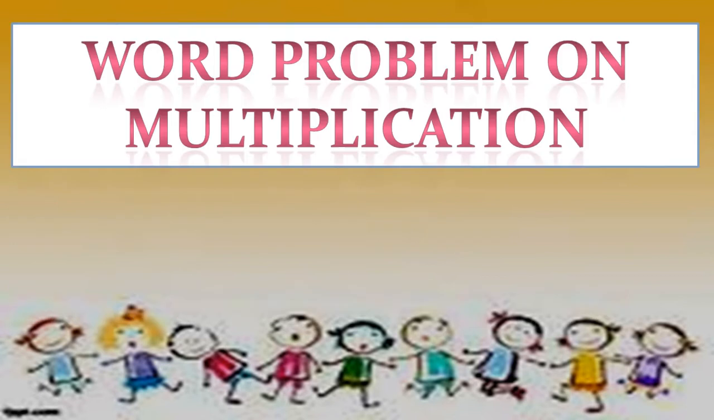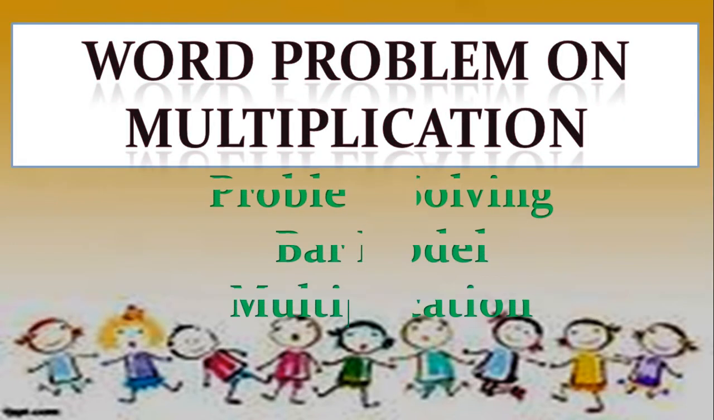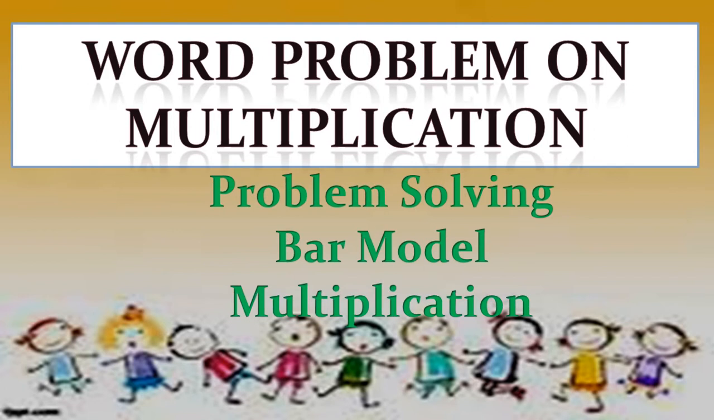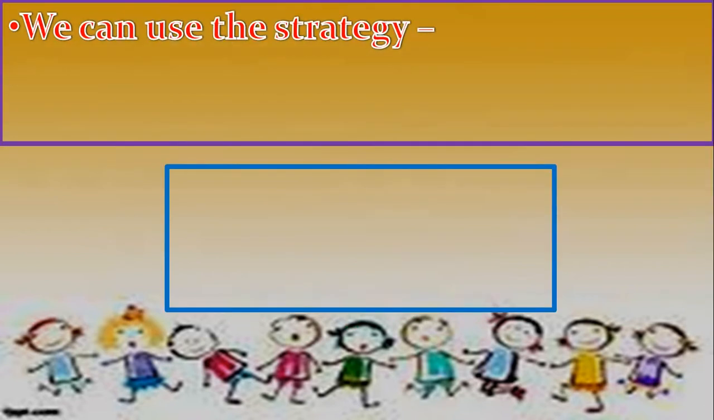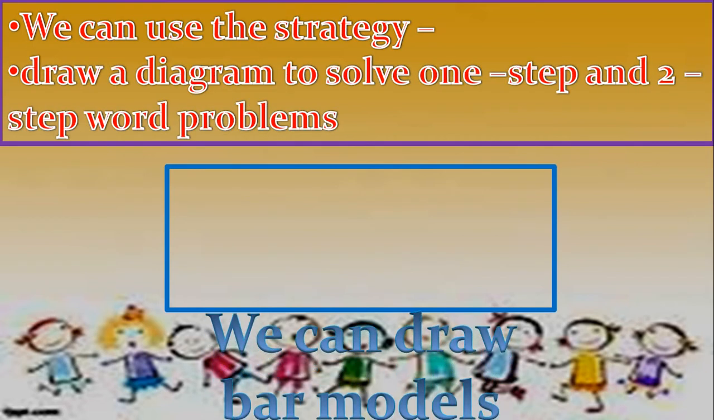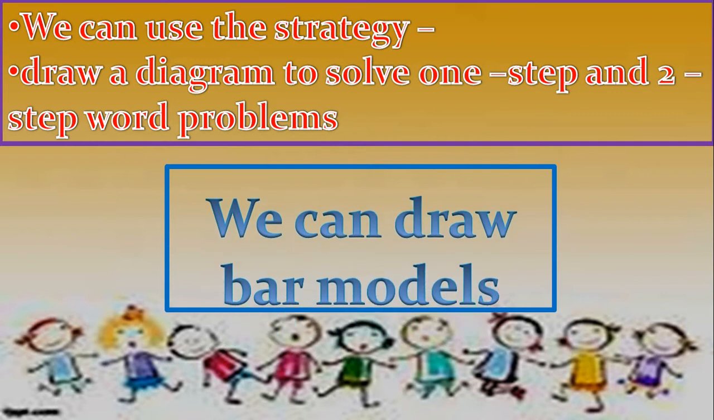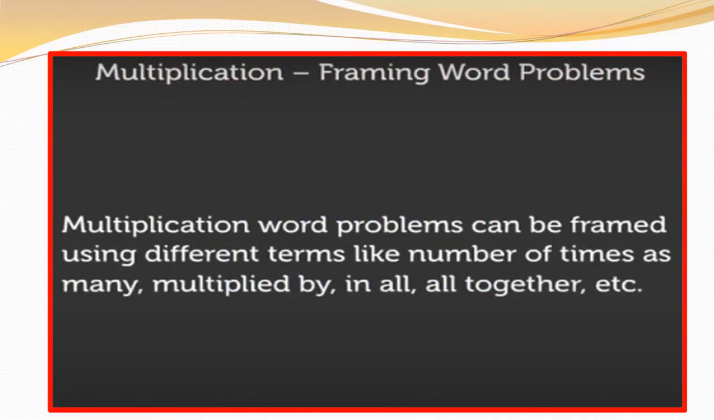We have also discussed multiplication. So basically we have learned how to solve problems by using bar model multiplication. We can use the strategy to solve the problems: draw a diagram to solve one-step and two-step word problems. We can draw bar models. So multiplication, today we are also going to learn framing word problems.